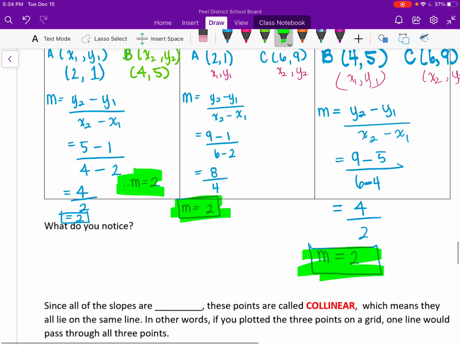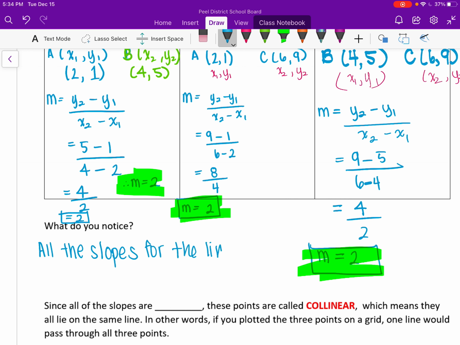So it asks us, what do you notice? M is equal to 2, m is equal to 2, m is equal to 2. All the slopes for the line segments are the same.